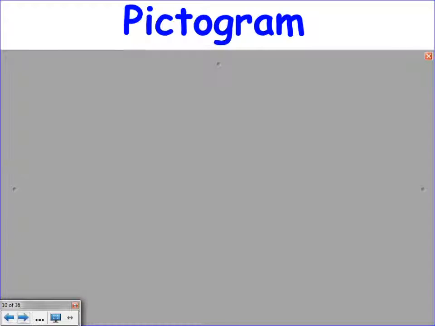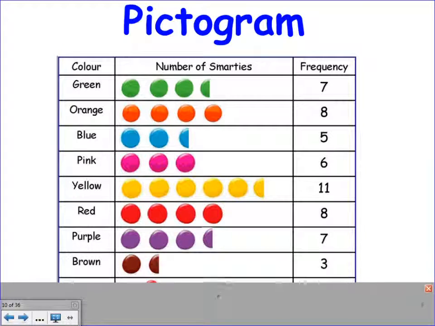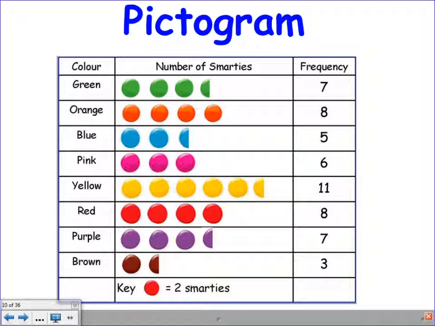On a pictogram, what is the most important part of a pictogram? Picture. Yeah, but something else. So that's me doing a survey of the colours of Smarties in a packet of Smarties. Everyone happy with what a Smartie is? Colourful sweets, okay? So I've got all my colours of my Smarties. There's my count, there's my frequency. What is the most important bit of information on there? Brilliant. Can everyone see that?